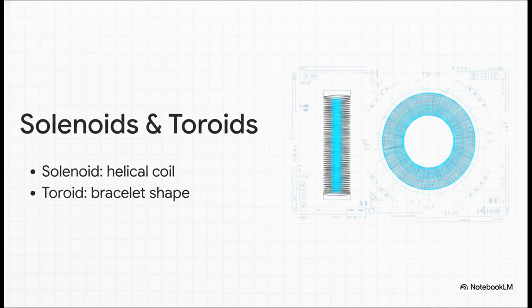Now, imagine taking that long solenoid tube and bending it until the ends meet, making a continuous donut or bracelet shape. That gives us a toroid. Inside a toroid, the magnetic field forms perfect concentric circles completely trapped within the hollow tube. This specific ability to endlessly contain a powerful magnetic field within a closed loop, that's the exact same principle they use in massive tokamak fusion reactors to confine superheated plasma.